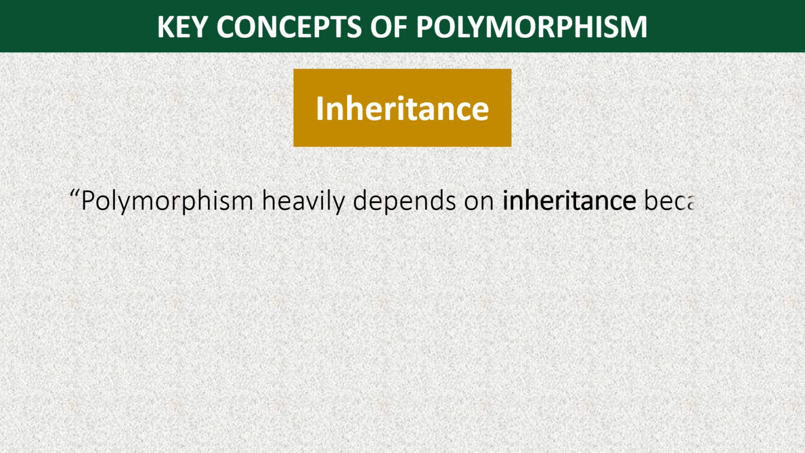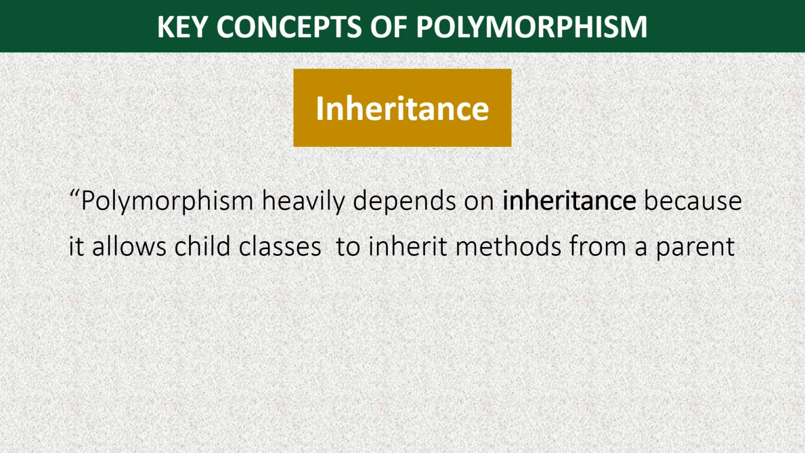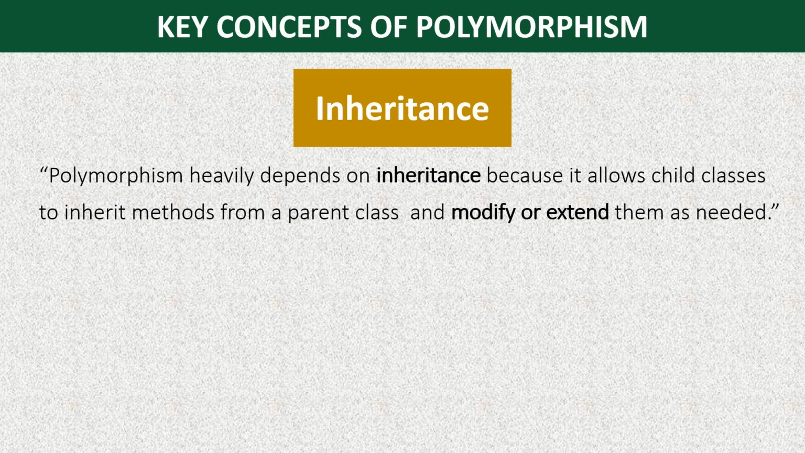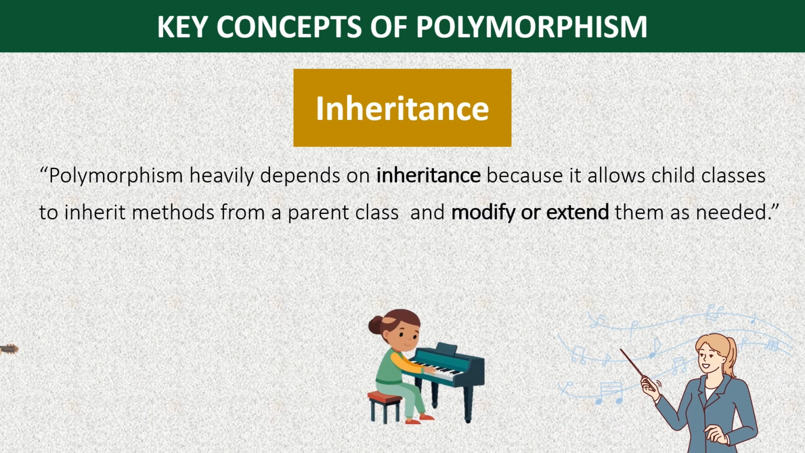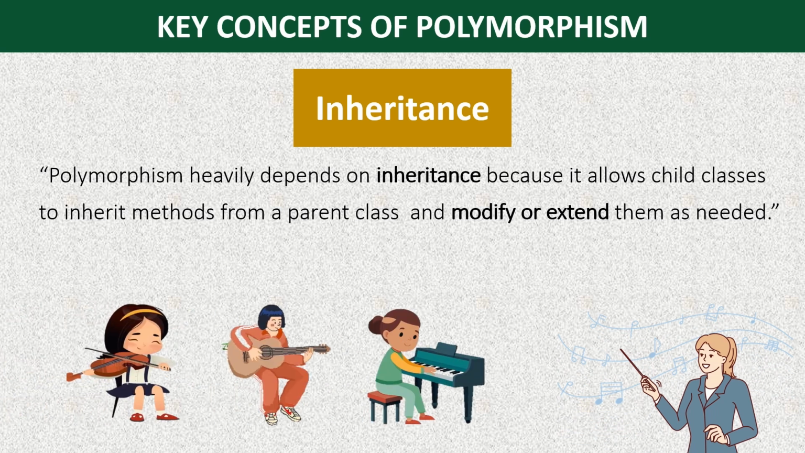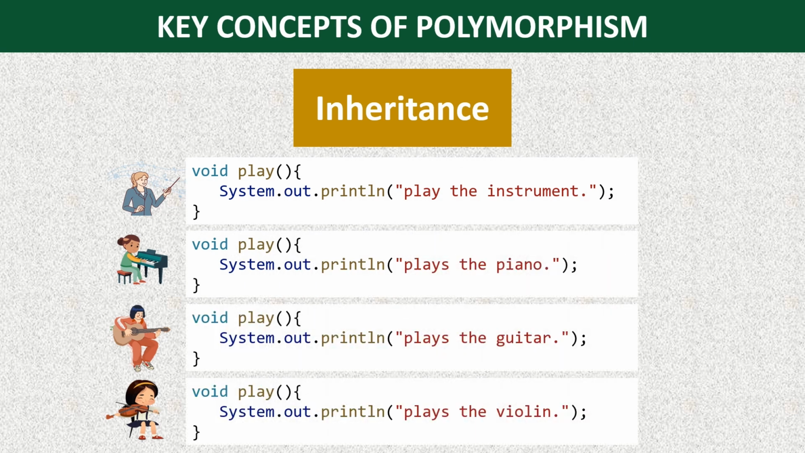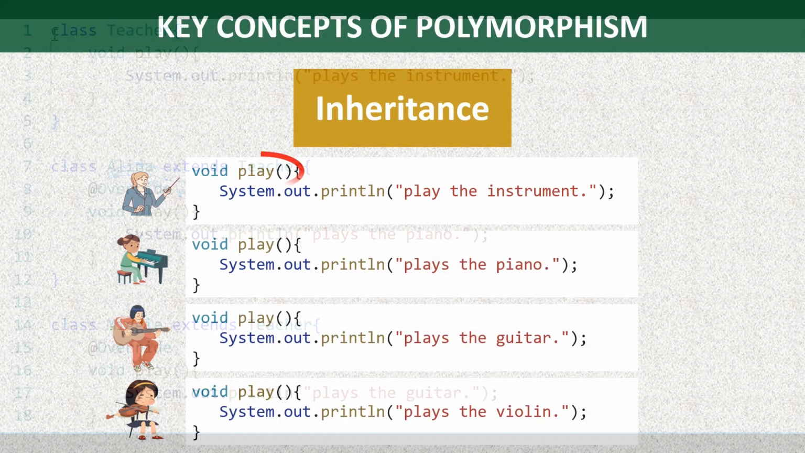Polymorphism heavily depends on inheritance because it allows child classes to inherit methods from a parent class and modify or extend them as needed. Imagine you are a music teacher and you tell all your students to play an instrument. Each student plays a different instrument. One plays the piano, another plays the guitar, and another plays the violin.